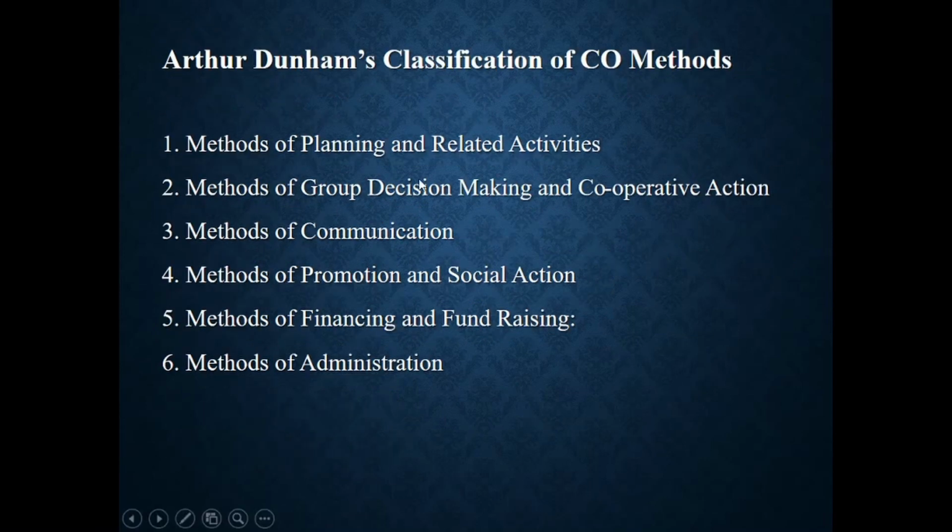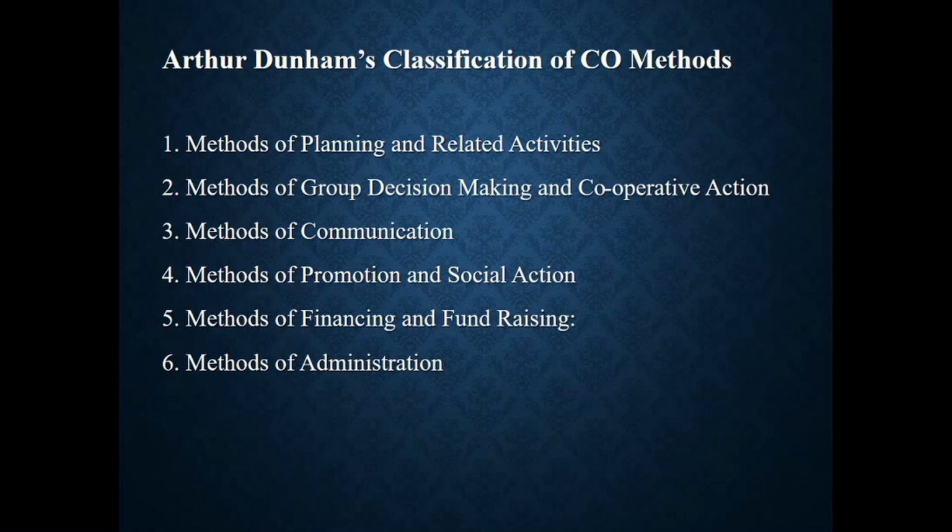Now we can move to Arthur Dunham's classification of community organization methods. We can see six important classifications of community organization method by Arthur Dunham. The first one is the method of planning and related activities. This method includes fact finding, analysis, evaluation and planning. And next, the method of group decision making and cooperative action. Here we can see meeting practice, conference, committee practice, negotiation, and organization including mass organization.